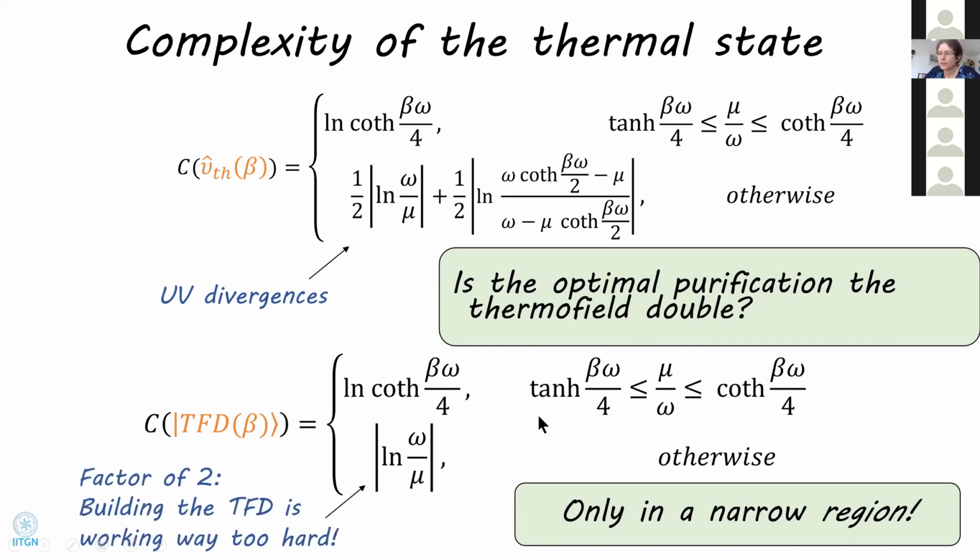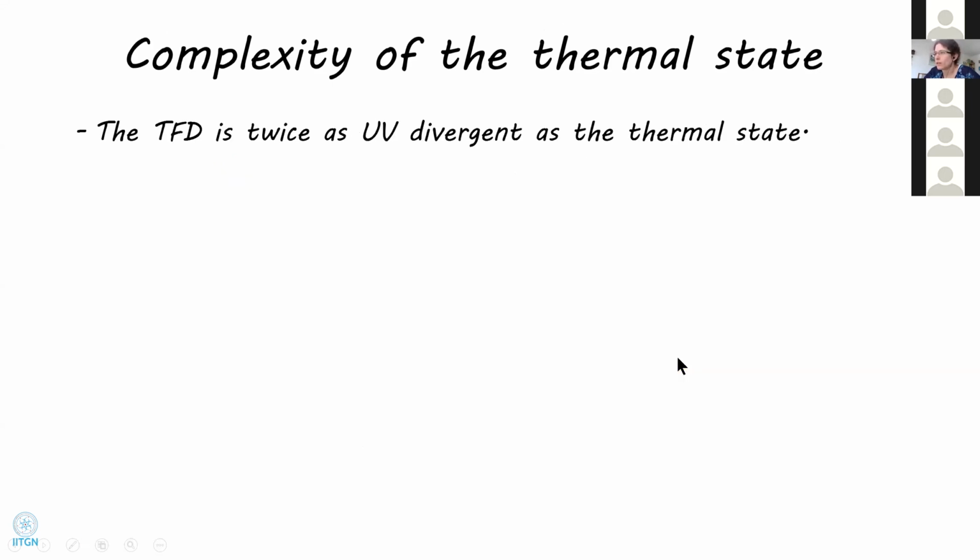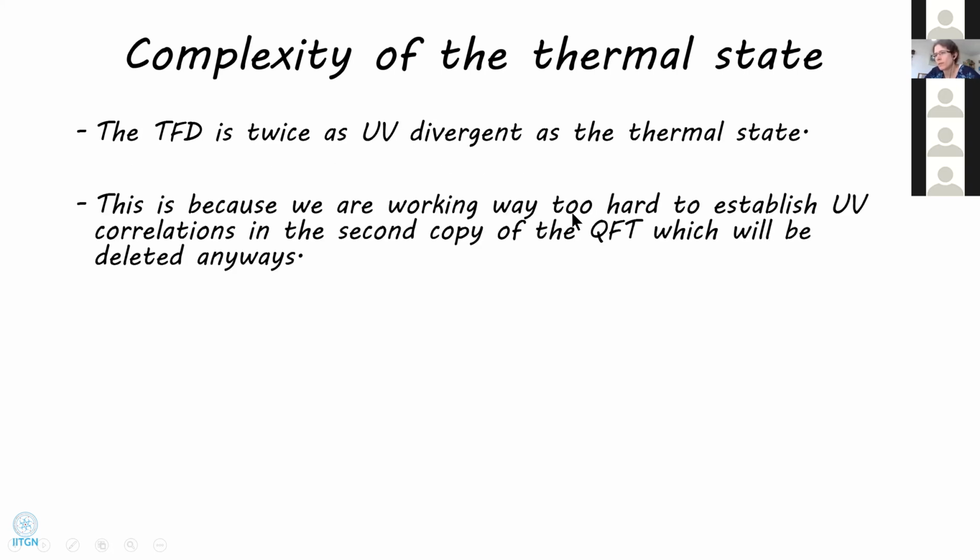All right. So now if we take these statements about a single oscillator and we go to a free bosonic CFT, all we have to do is simply replace the frequencies by the frequencies of the oscillators in the bosonic field theory and simply integrate over momenta. If we do that, we will find that, as I said a second ago, the thermofield double is actually twice as UV divergent as the thermal state.